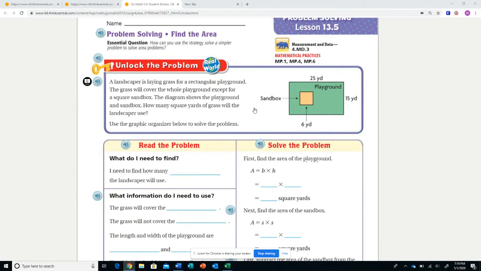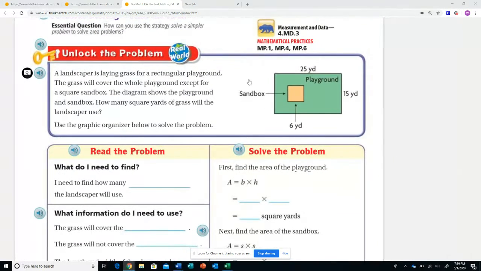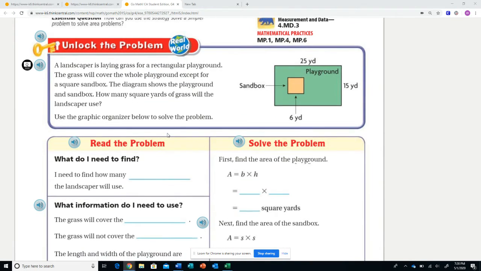So back to finding area here. Just remember area is base times your height. And we'll get into this problem. A landscaper is laying grass for a rectangular playground. The grass will cover the whole playground except for a square sandbox. The diagram shows the playground and sandbox. How many square yards of grass will the landscaper use? Use the graphic organizer below to solve the problem.